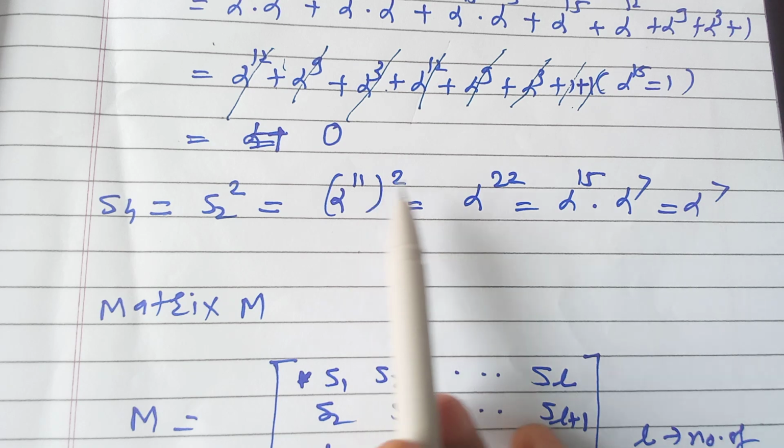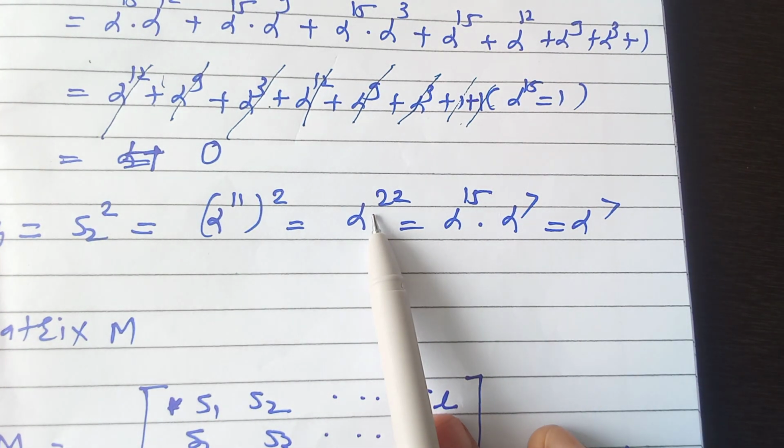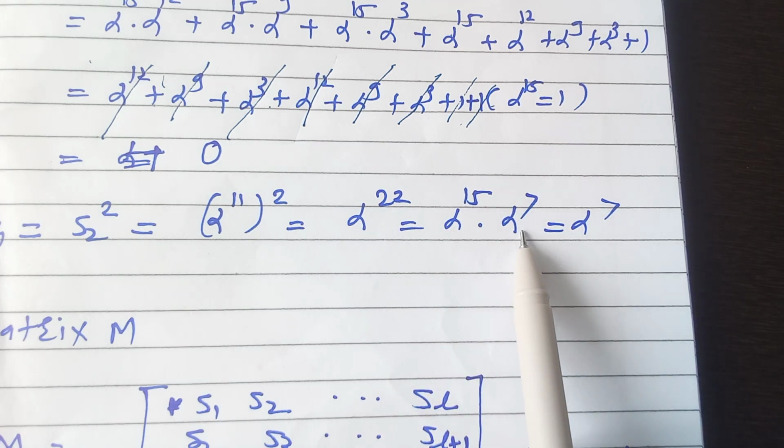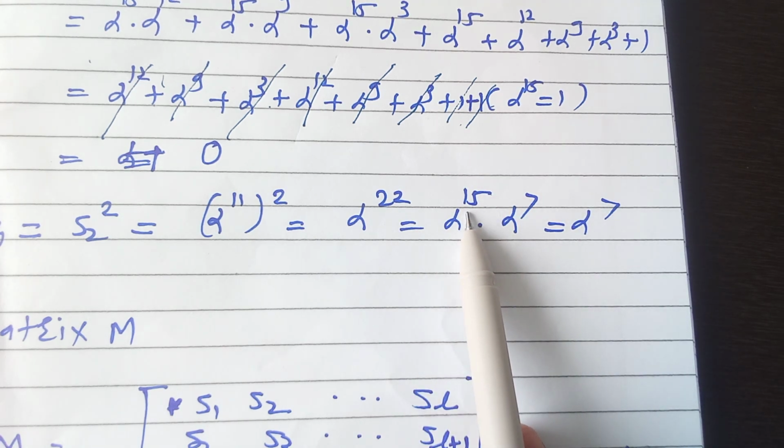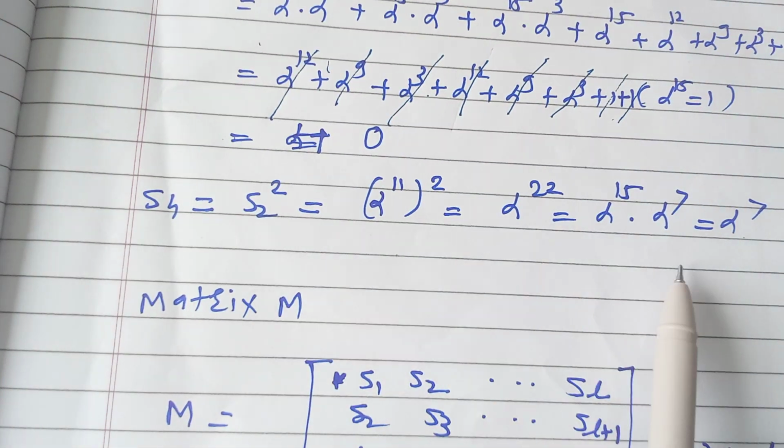S4 is S2 square. So alpha raised to 11 squared, that is alpha raised to 22. Again 22 is beyond 15, so alpha^15 into alpha^7. Alpha^15 is 1, so alpha^7. So S4 is alpha^7.